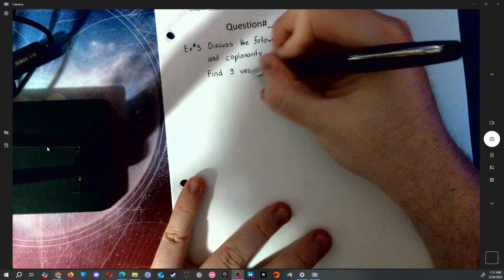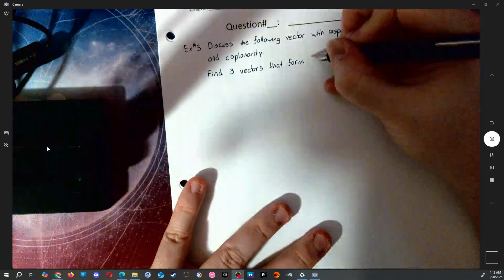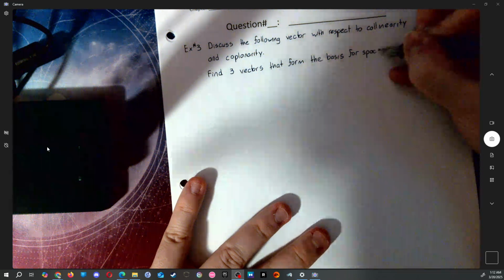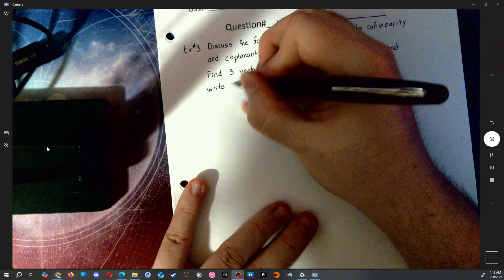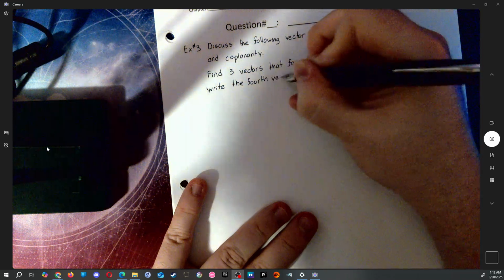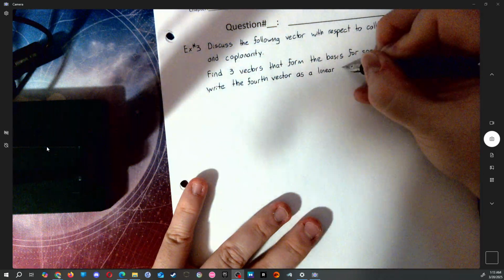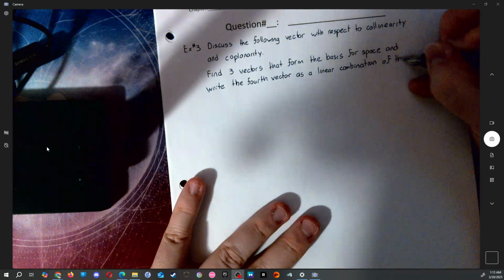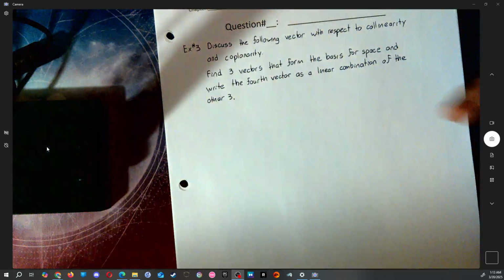three vectors that form the basis for space, and we're going to write the fourth vector as a linear combination of the other three. Okay, so obviously don't try it yet because I haven't given you the vectors yet.